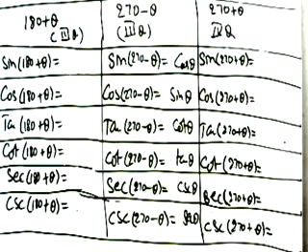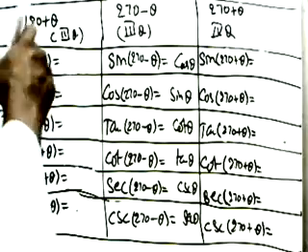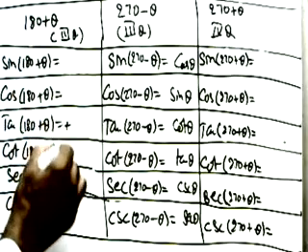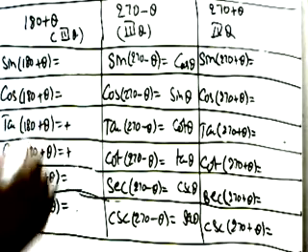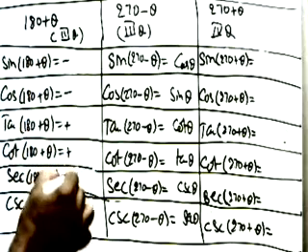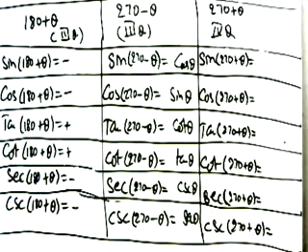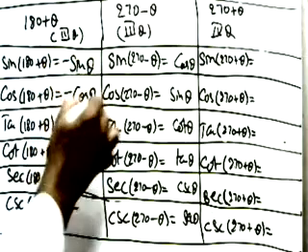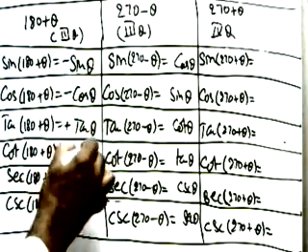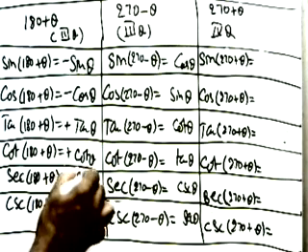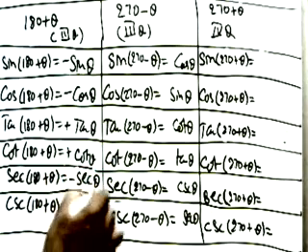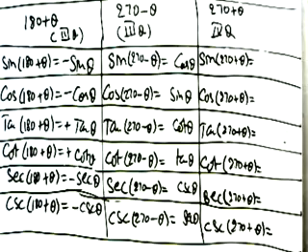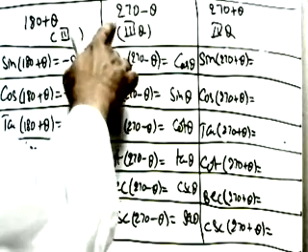Now see the next one. 180 plus theta lies in the third quadrant. In the third quadrant tan is positive, its reciprocal cot is positive. The remaining are negative. And for 180 there is no change. So sine theta remains sine theta, cos theta remains cos theta, and likewise tan theta, cot theta, sec theta, and cosec theta. So suppose cosec of 180 plus theta, we will say it is minus cosec theta.